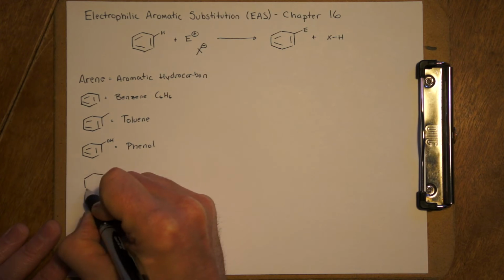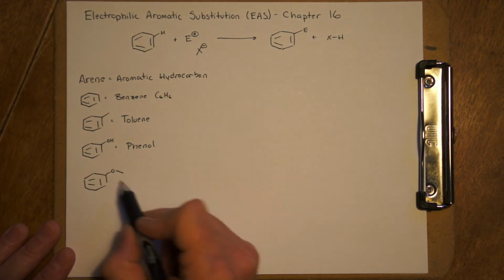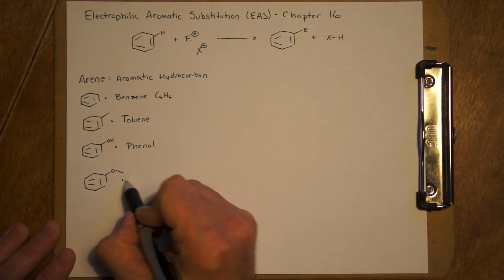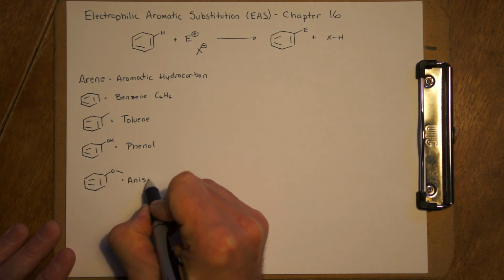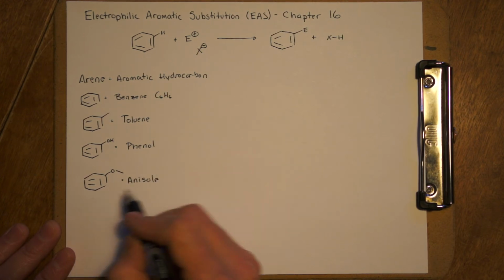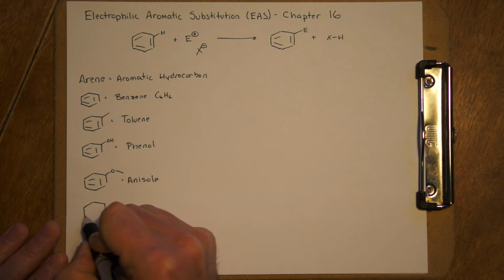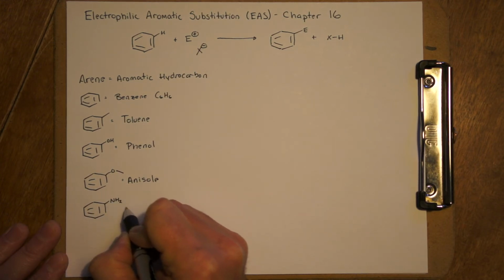If you replace that hydroxy group with a methoxy group, right, so rather than OH, CH3, this molecule is referred to as anisole. Replacing that with an amino group would give us a compound called aniline.